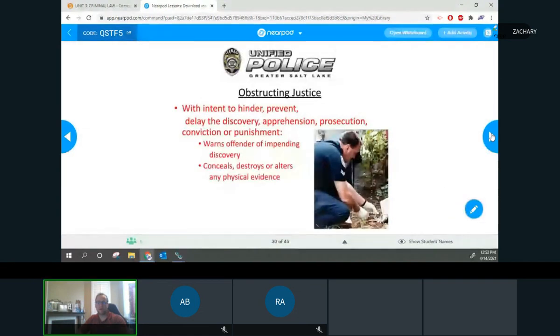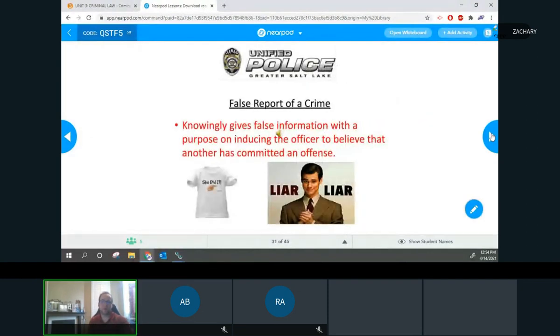Okay, and there's a lot that goes on here. So let's go over these kind of fast, because I'm probably boring you a little bit, unless you really love this stuff like I do. The other one's obstruction of justice. Okay, you're basically hindering or preventing or delaying the discovery of evidence or something like that. Okay. False reporting of a crime.